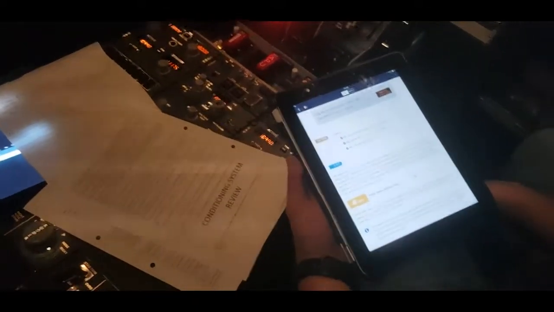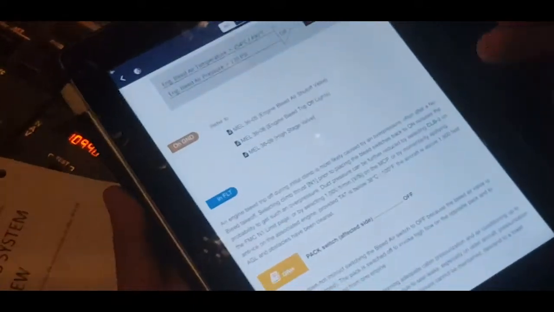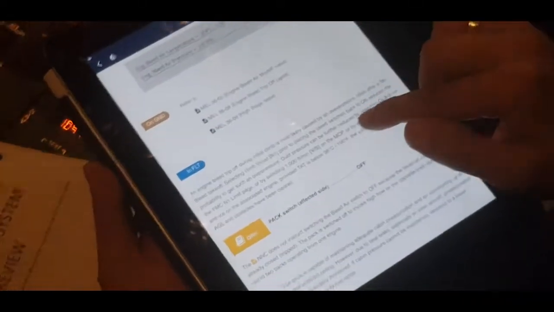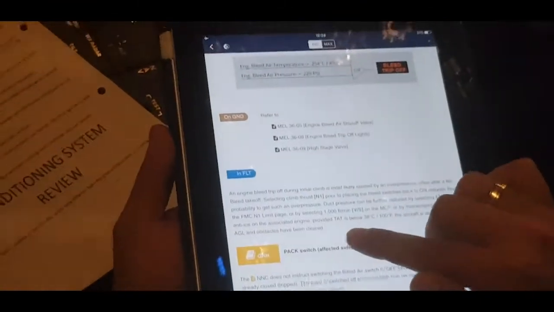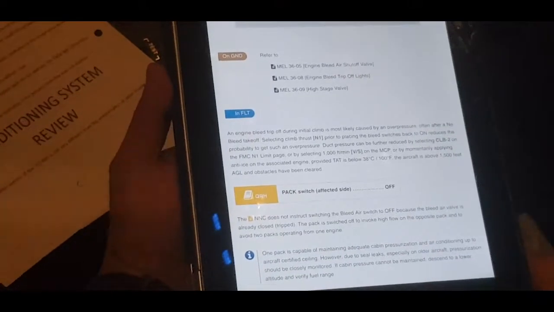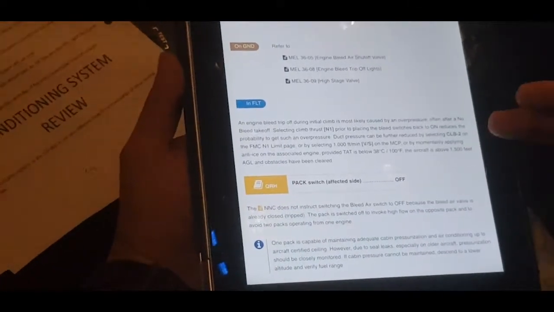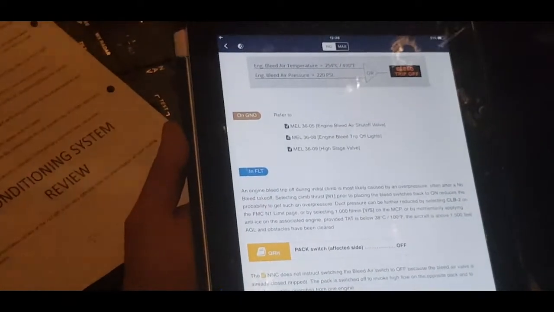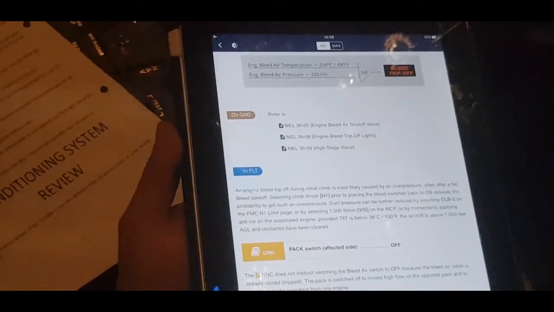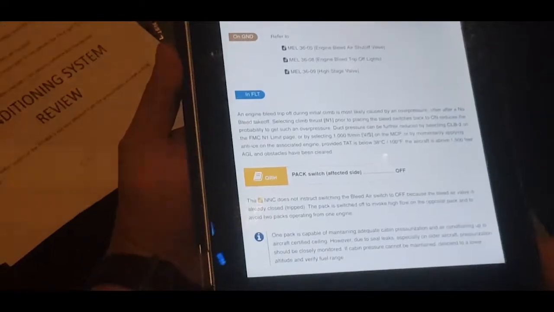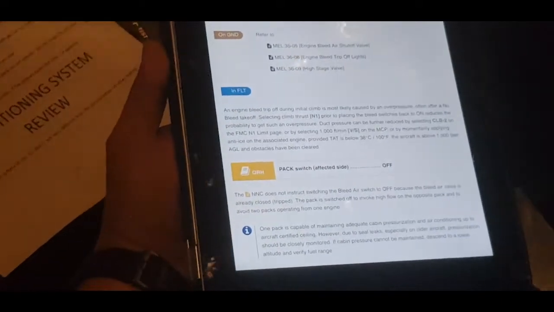You can check it out, and I can show you here what they say about this light coming on in flight. You can see that they say that the engine bleed trip off during initial climb is most likely caused by an overpressure, often after a no bleed takeoff. So they give us different options here to avoid this overpressure. One of them is selecting climb thrust prior to placing the bleed switches back to on. Reduces the probability to get such an overpressure. The other option is the duct pressure can be further reduced by selecting climb 2 in the FMC. We can see it there.